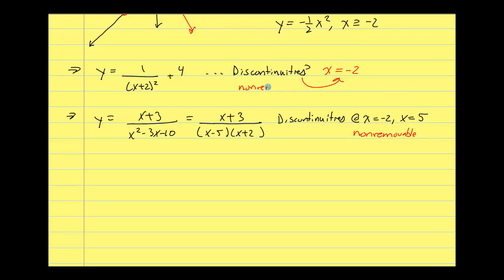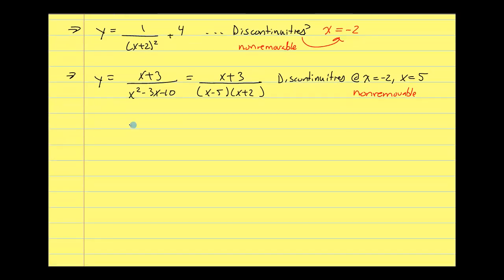And of course, up top, this one was non-removable as well, but for a different reason. This was an infinite discontinuity. The second one we have also has discontinuities, probably with vertical asymptotes.